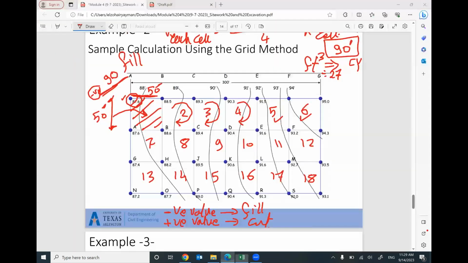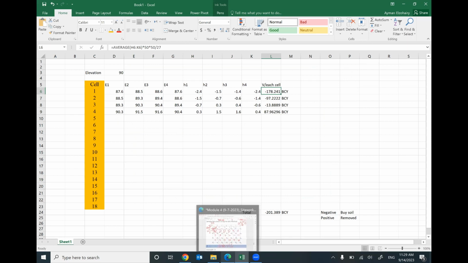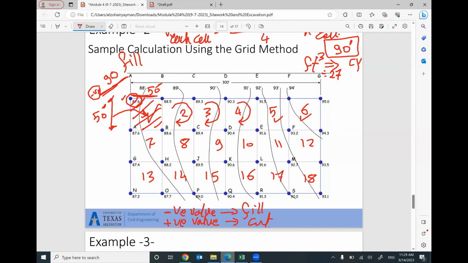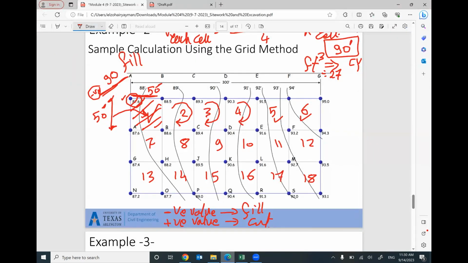Times the area of each cell, and I divide it by 27 to convert from cubic feet to cubic yard. And keep in mind, since you are using the actual dimension, the actual elevation of the ground surface, the volume that you are calculating will be bank cubic yard, natural soil, without anything. Then I can convert this natural soil, or bank cubic yard, to loose cubic yard or compacted cubic yard. Does anybody have any question about this problem so far?